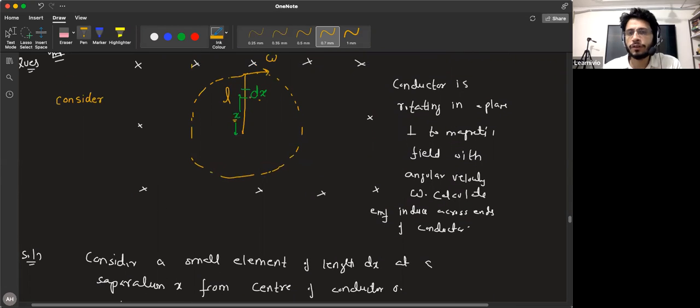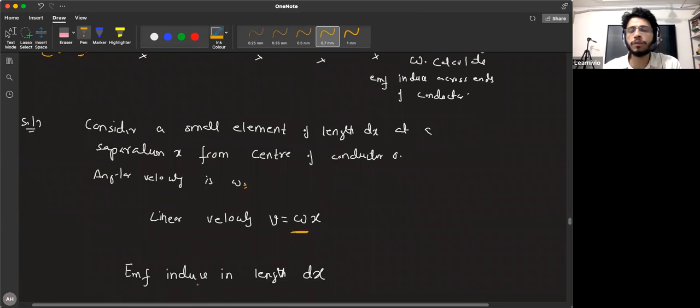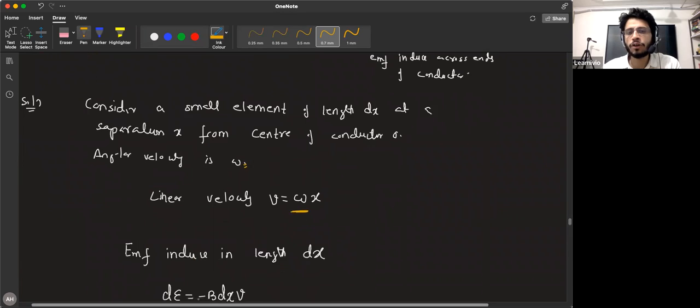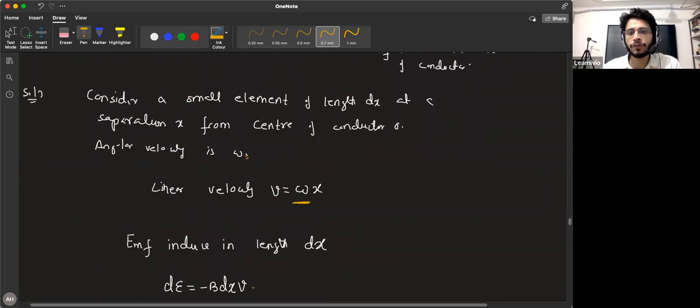For induced EMF, we can use this relation: minus of BLV. Here B is the strength of the magnetic field. Instead of length, we have this small length dx. What will be the expression of induced EMF? Minus of B, instead of L it's dx, and then V. This is the EMF, minus B dx V. I call this equation number 2, and the velocity relation equation number 1.